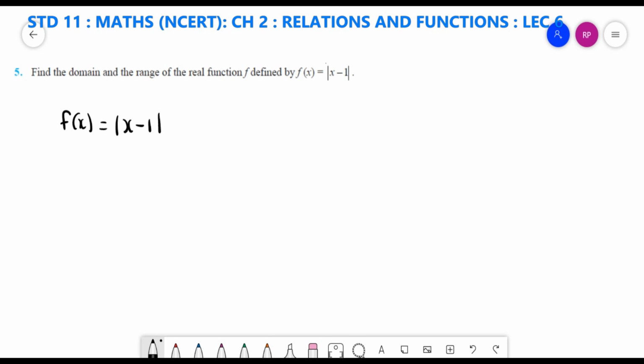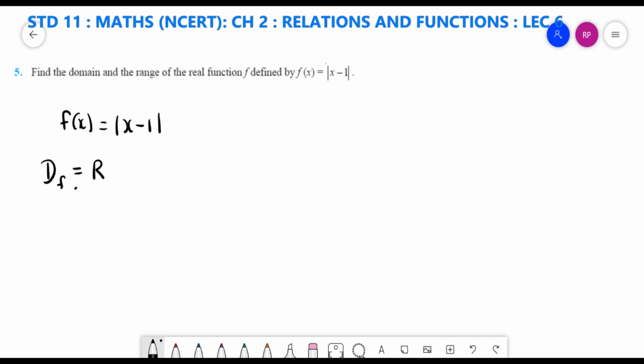Now see, when you look here, you can clearly say that you can take any value of x, because it is a modulus function and also it is not in the form of a fraction, right? So it will never be undefined. You can take any value of x. So this means that the domain of the function will be equal to R. You can take any value. Clear?